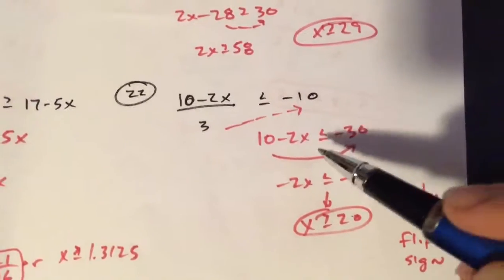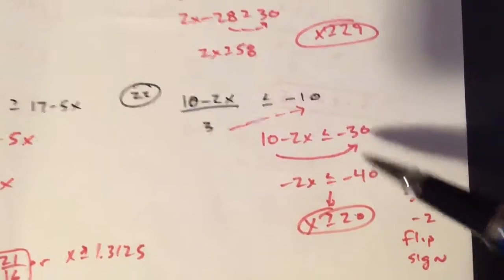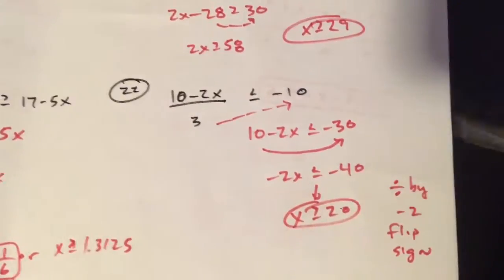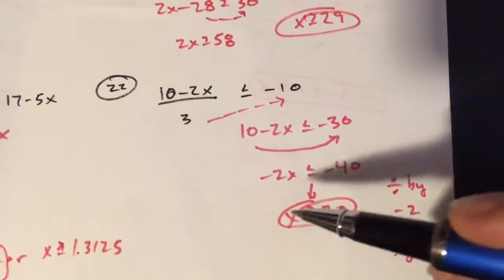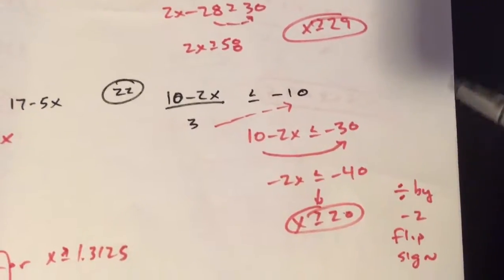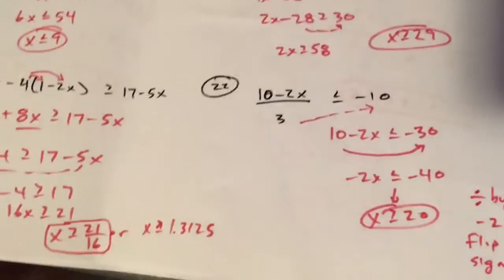10 minus 2x less than or equal to negative 30. Subtract 10, then you're going to divide both sides by negative 20. When you divide by a negative, you got to flip the sign. So that's why we got x is greater than or equal to 20.